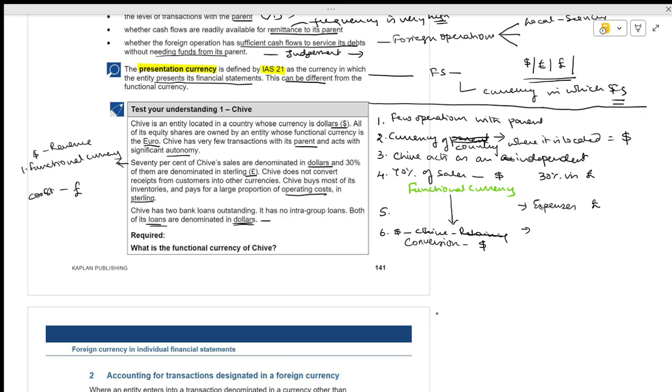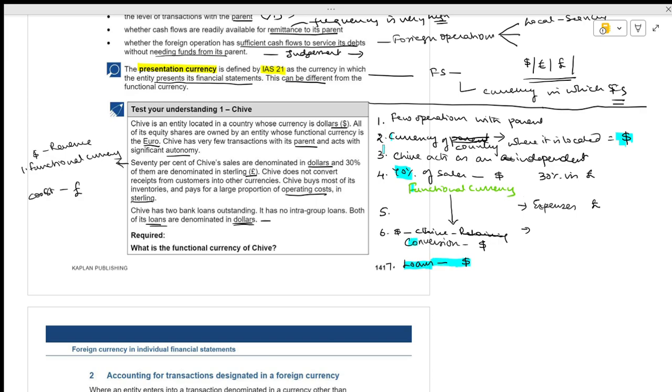Now, what it says: CAI had 2 bank loans outstanding. Both are denominated in dollars. We have to make it clear that the currency in which it is located is dollars. Seventy percent of the sales is the primary factor; 70% is the dollar. The secondary factor is that loans are denominated in dollars.